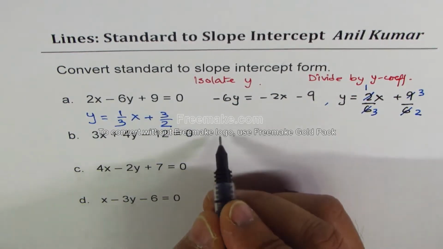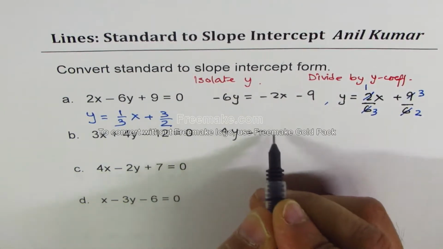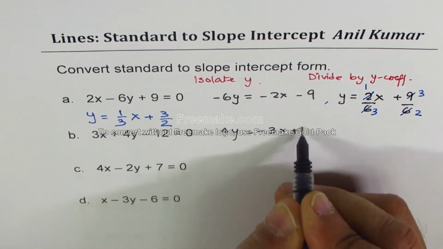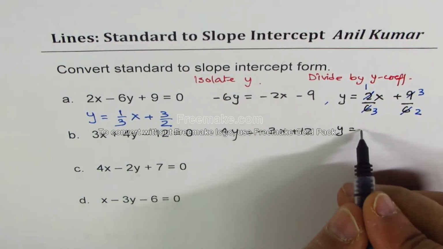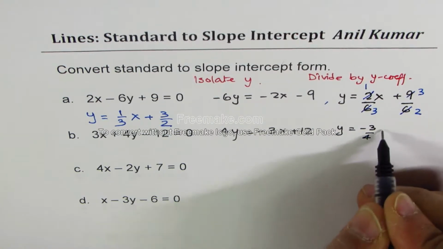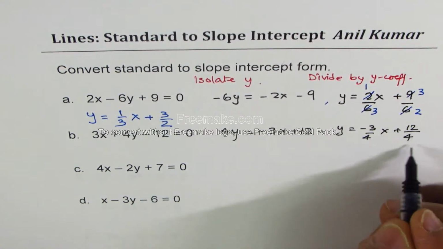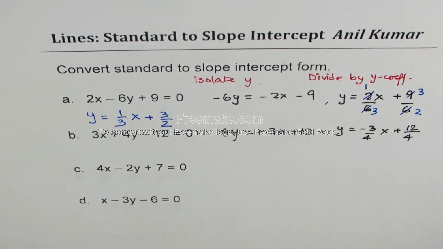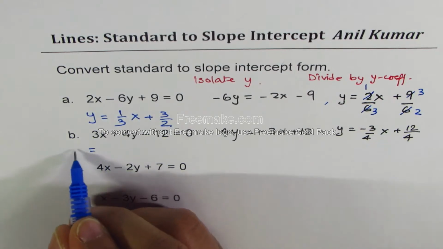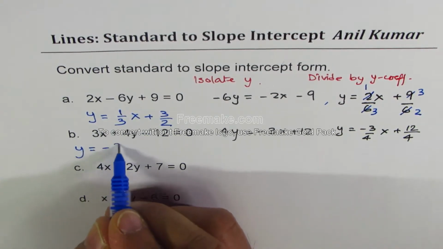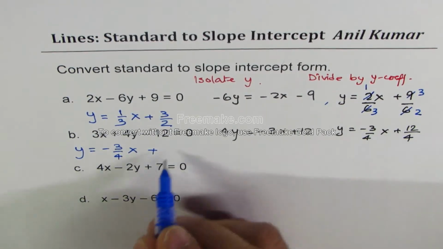Okay. 4y is the term on the left. You have to write the x term first. Now divide by 4. So when it is positive, we don't have to bother, right? 3 over 4x plus 12 over 4. Now 12 over 4 can be simplified. So I'm writing these expressions here since I don't have space there. So I say y equals minus 3 over 4x plus 12 divided by 4 is 3.